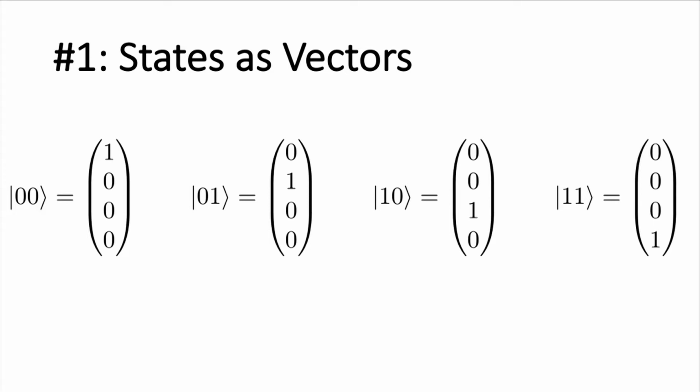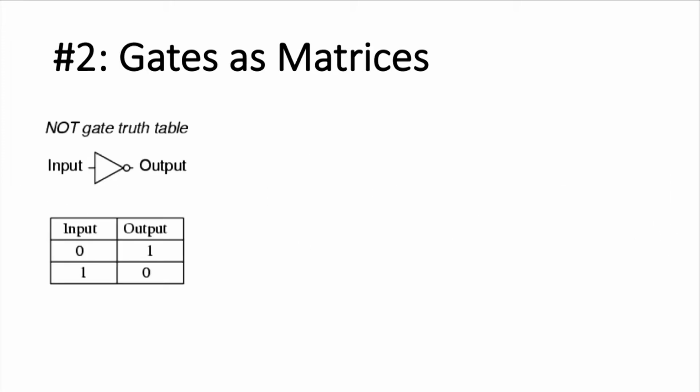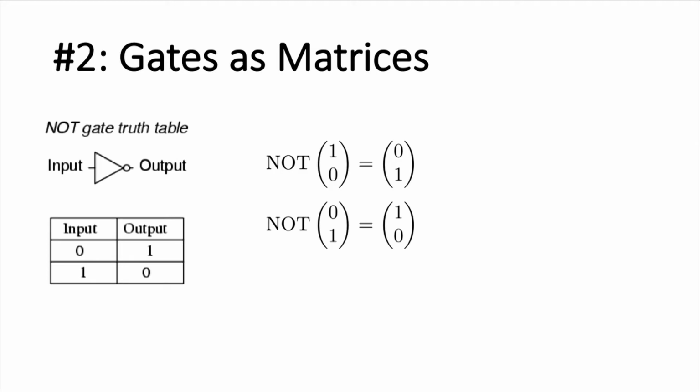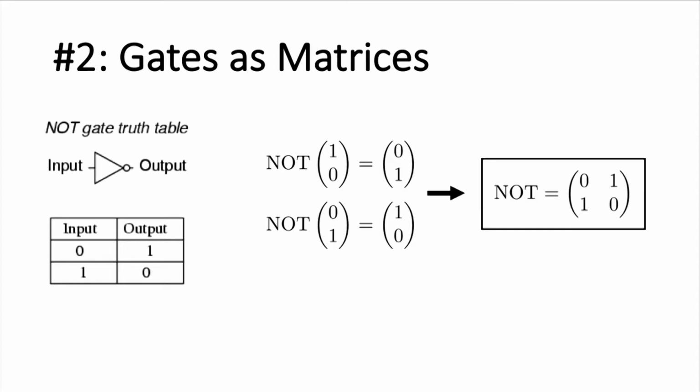So that covers states. The next thing is how to implement gates, Boolean gates. And we think of Boolean gates in this formalism as matrices. So the simplest gate is just the NOT gate, which takes a 0 and turns it into 1 and vice versa. So in our notation, that's what it looks like. And this actually tells us that the NOT gate is a 2 by 2 matrix that looks like this, 0, 1, 1, 0. And you could verify that by plugging this into the 2 equations on the left.